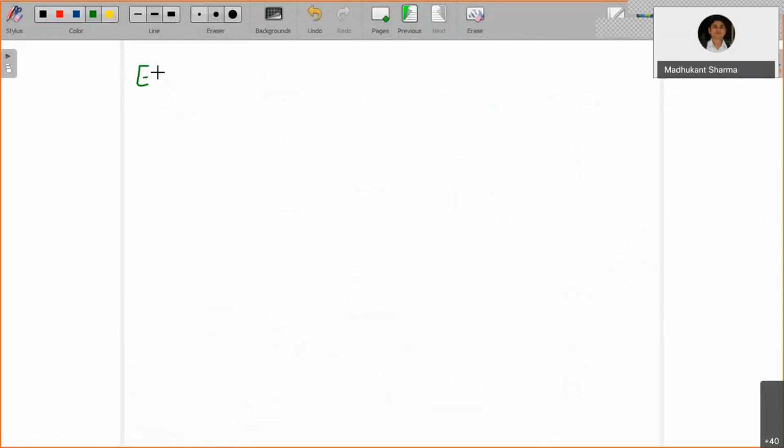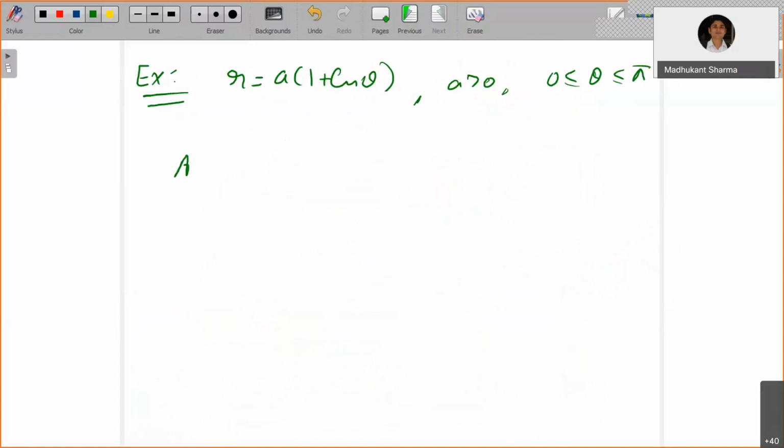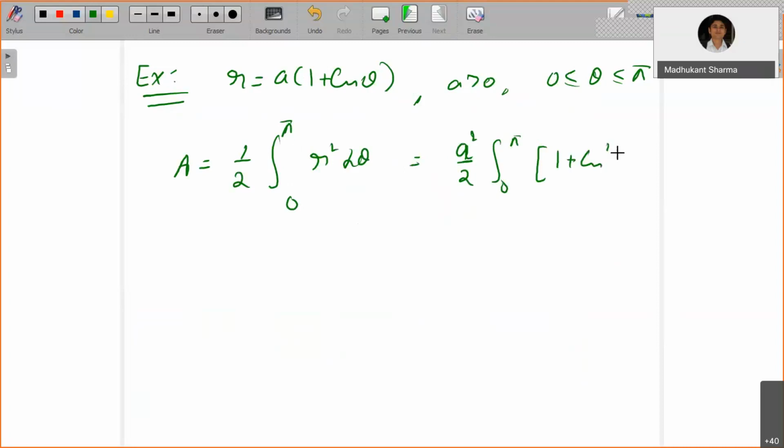Let's start again. Say you are interested in finding the area bounded by the following curve: r equals a times 1 plus cos theta, where a is greater than 0 and theta ranges from 0 to pi. If you recall, what will be the formula here? 1 by 2 integration from 0 to pi of r square d theta. Now r is a into 1 plus cos theta. So that's going to be 1 by 2 integration from 0 to pi of a square, and 1 plus cos theta whole square is 1 plus cos square theta plus 2 cos theta, d theta.